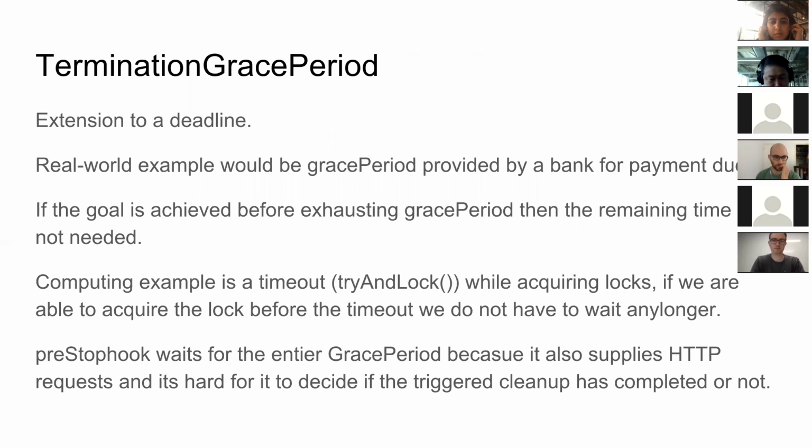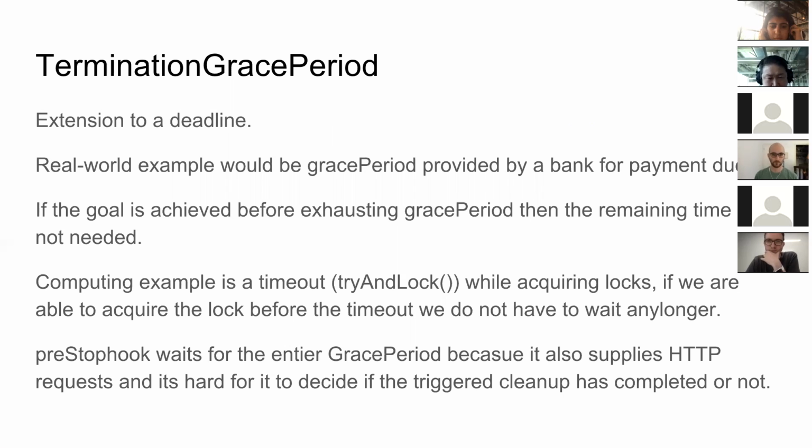Say the bank gives you 5 days of grace period, but you end up paying the bank on the second day. The rest of the 3 days are not counted. Nobody's keeping track of the rest of the 3 days. So grace period is something that you would like to use to achieve your goal as soon as possible after the extension in the deadline. That's the whole point. The other computing example is that you try to take a lock on a mutex or a semaphore, and you try for 5 seconds, but if you could get the lock in the first or second second, you wouldn't be waiting for it anymore.